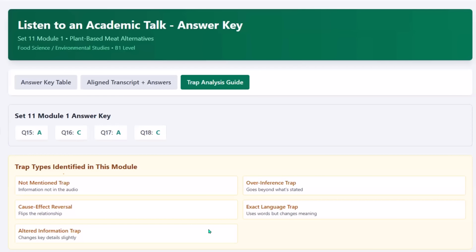Ibrahim says compared to the previous exam, it seems easier. Yeah, it does to me, to Ibrahim, I think it is easier. The academic talks are shorter.